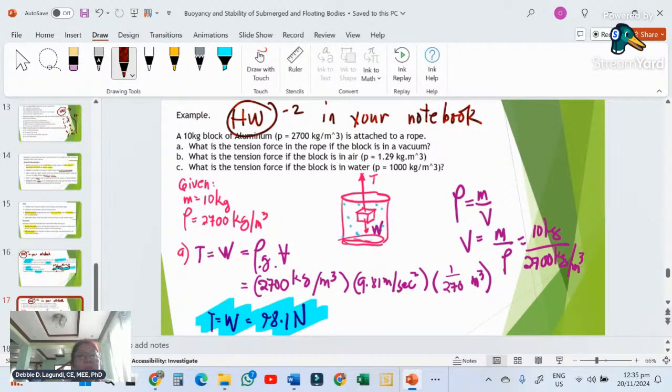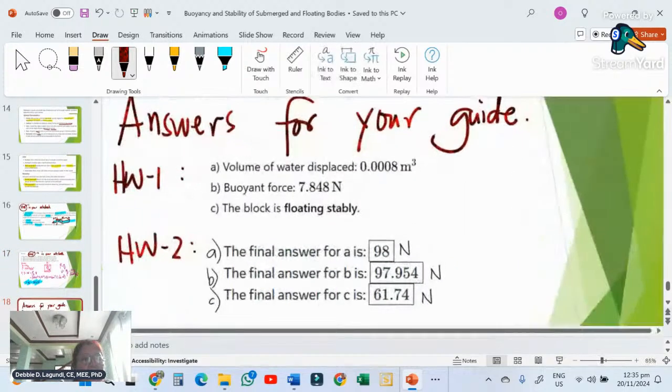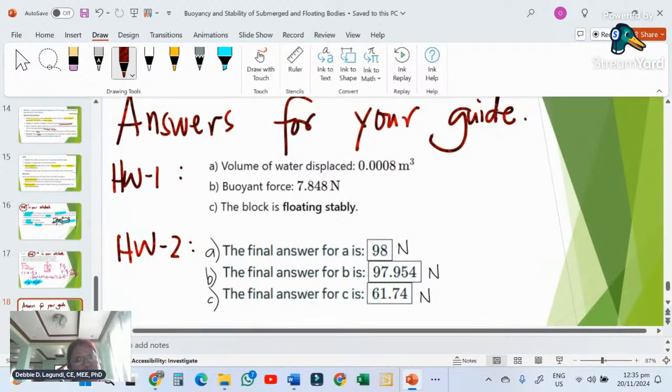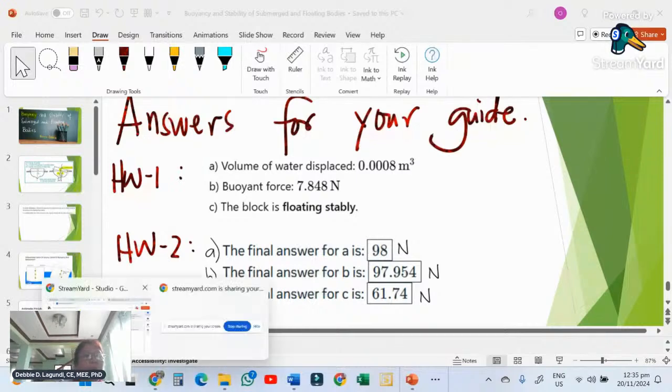Homework 2 is this one. It's similar, but now it will be in air. It's not in water. Air will be the fluid here. The answers for your guide are here. That is a bonus for you. So you have the answers for your guide, so you can be more confident whether you are doing the right solution or not. This is what I want to extend to you all this day.